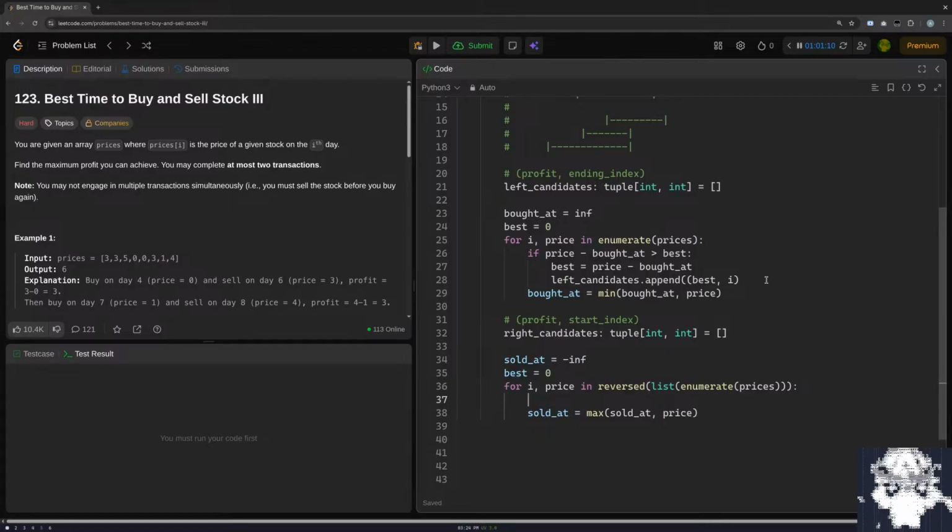For, no, we've already got the for. So if price, if sold at minus price, so if we bought now and sold at that time later, that's still our profit. Best equals this. And right candidates dot append, and i is now the left index. Yes.